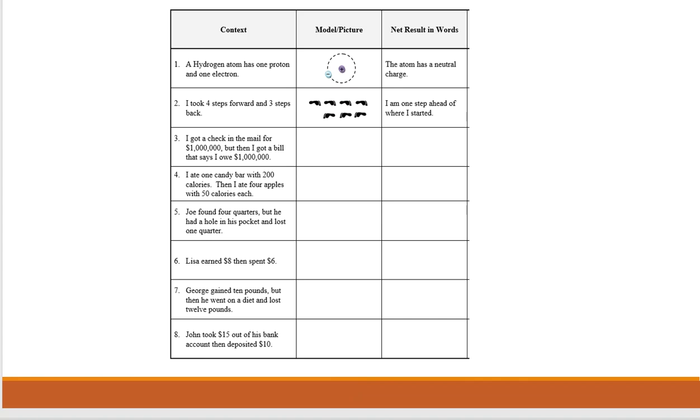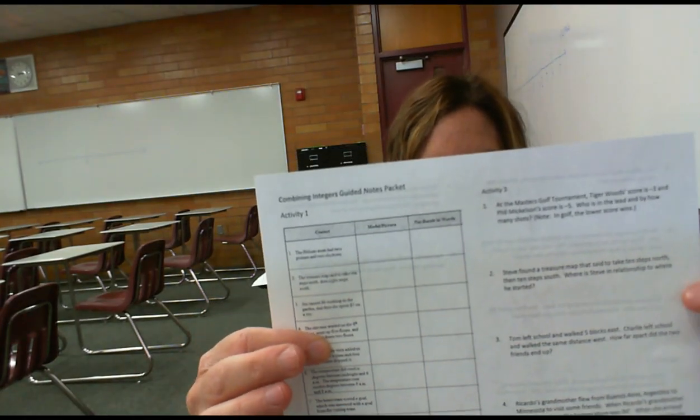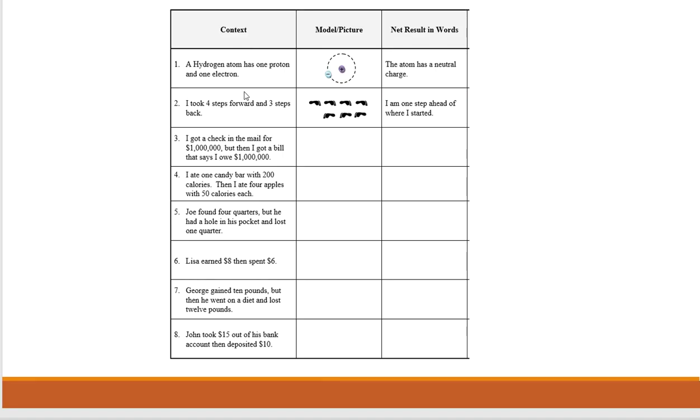Okay, so now for the next part of the lesson, I want you to turn your paper back around. So we are now on this side right here, and we are going to do this activity number 1 together. Today's lesson is on combining integers. As we think about these different situations, we're going to be coming up with a model or a picture, and then we are going to come up with the net result.